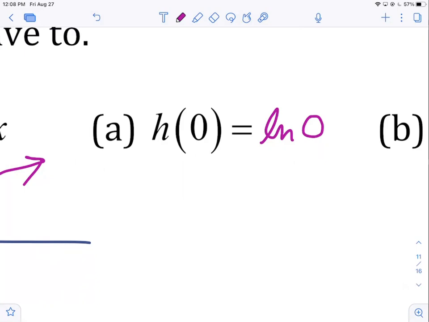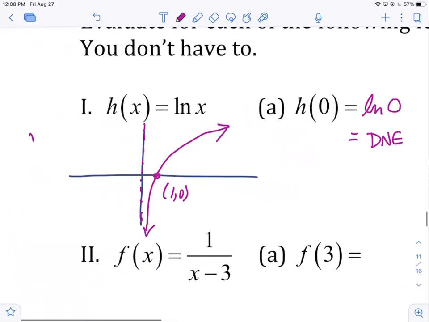No, because what is the natural log of 0? It doesn't exist. No, the natural log of 1 is 0. The domain is everything greater than 0, right? There's a vertical asymptote at 0. Another name for the y-axis is x equals 0.